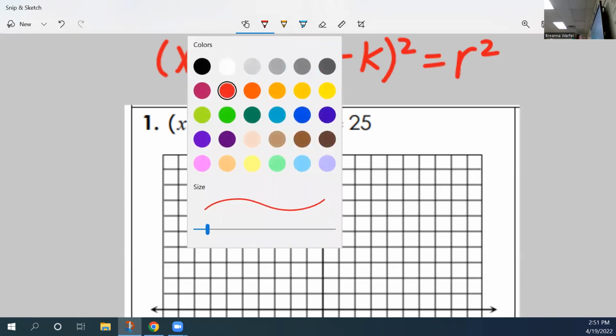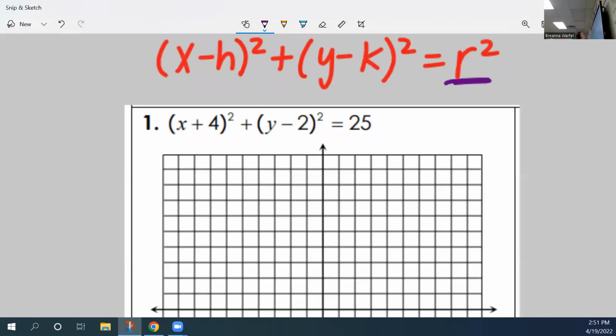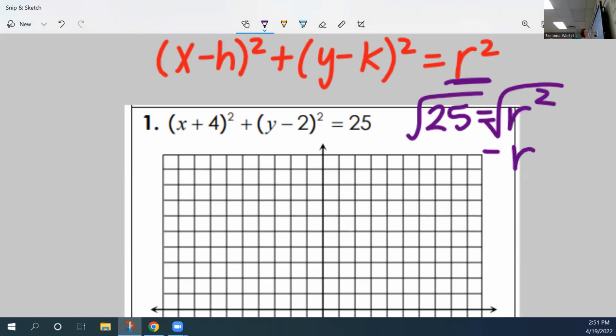The easiest part is starting here with the r. So 25 is equal to r times r. What number times itself is equal to 25? You know that r has to be 5. The way you can solve for r: 25 is equal to r squared, take the square root, and you know r is equal to 5. So your radius is 5.